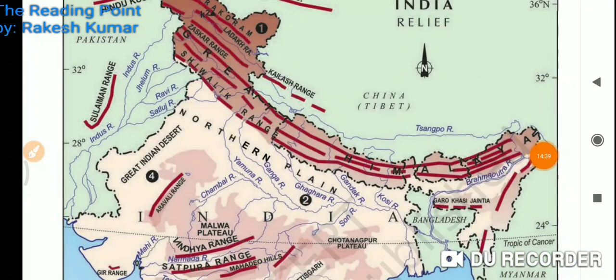And the second one is the Ganga basin. You should know that we are living in the Ganga basin. The Ganga basin covers the largest part of the northern plains. It covers parts of Haryana, Rajasthan, Madhya Pradesh, Uttar Pradesh, Bihar and West Bengal. River Ganga originates from the Gangotri Glacier in the Himalayas and enters the plains at Haridwar.